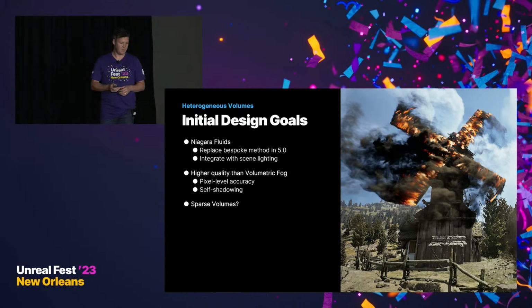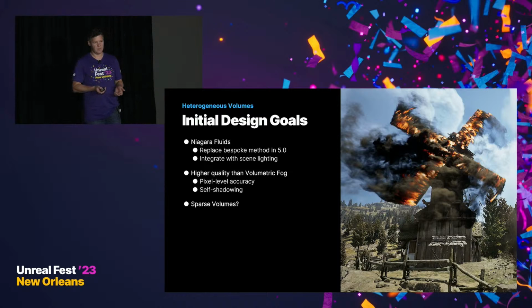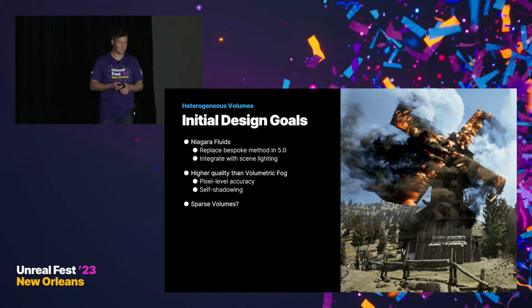Another design goal for heterogeneous volumes is to create a quality scaling option that's beyond that of UE's volumetric fog. Niagara Fluids can create voxel volumes that are close to pixel level resolution, while volumetric fog prefers to operate at a lower resolution and generates a lower frequency looking volume as a result. Volumetric fog also doesn't support self-shadowing, which is essential for the look of these high quality volumes.